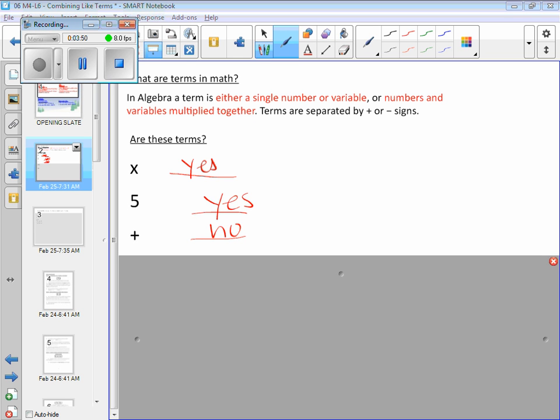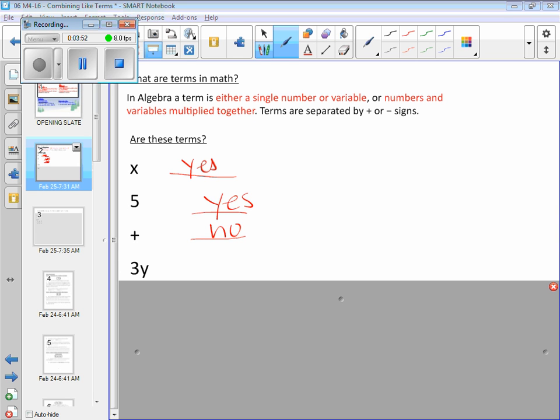I think this is the last one. What about 3y? Yes. Why? How come we're considering that a term? What in the definition tells us that it is? Numbers and variables. Right, so get this into your head that 3y means 3 times y. So the answer is yes.